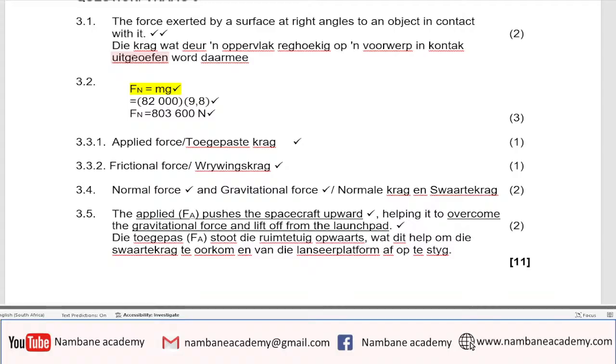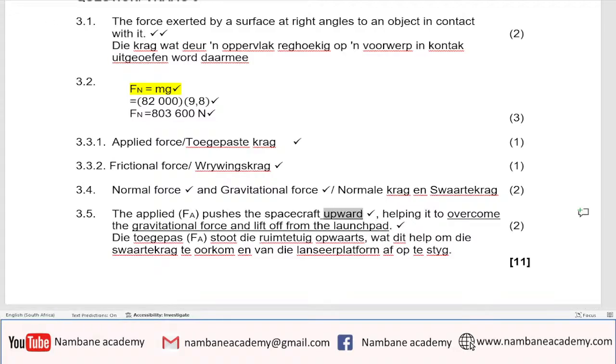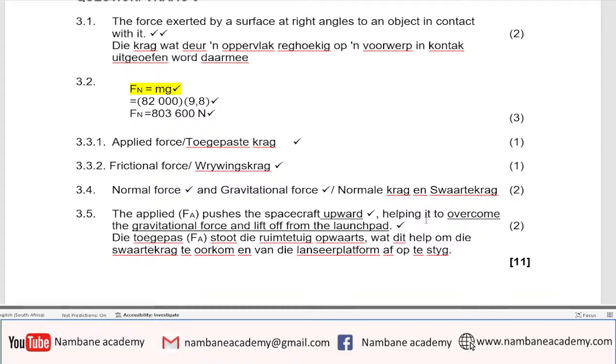Meneer, can we underline the word upward, not the whole phrase pushes the spacecraft, just the word upward, for the 1st mark? Yes, but the question is already asking about the role of FA, so it's not necessary to repeat it. Okay, yes, meneer.